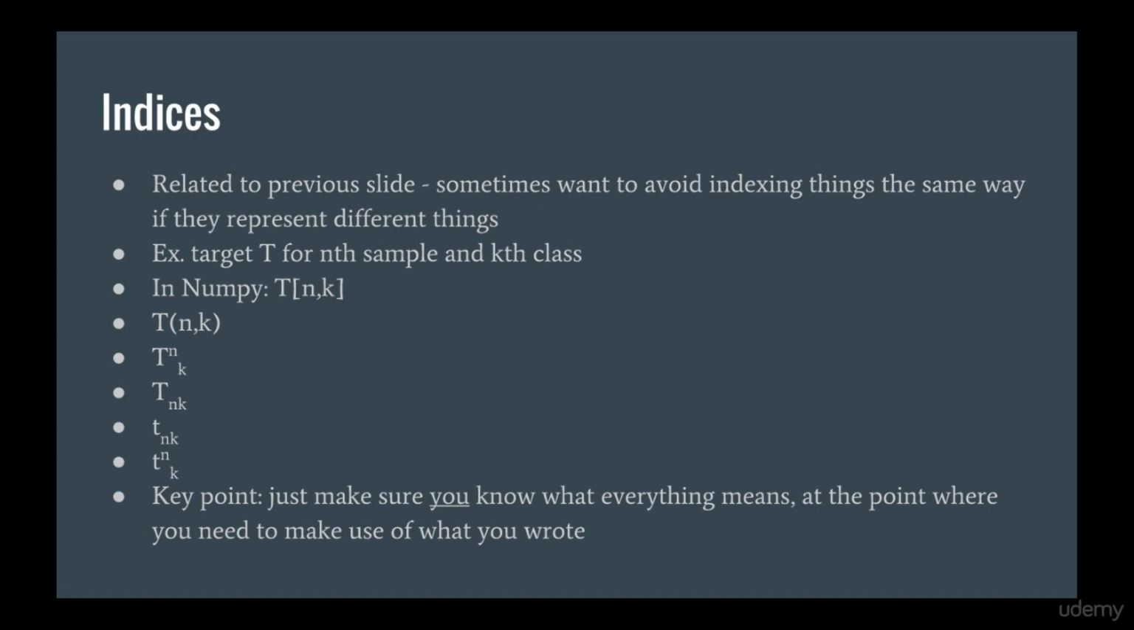In NumPy, we know we'll be storing this as a matrix, so we might write t of nk with square brackets. We might also write t of nk with round brackets. We might also write t of nk with two subscripts. But remember that n and k are kind of different things. k represents which node in the neural network's output layer we are looking at, but n represents which sample from our dataset we are looking at. So we might make one a subscript and the other a superscript.